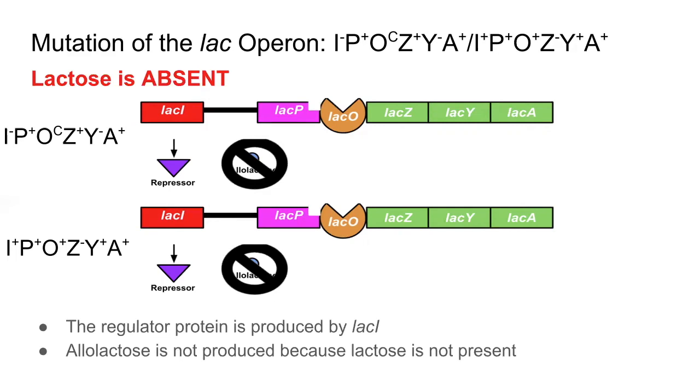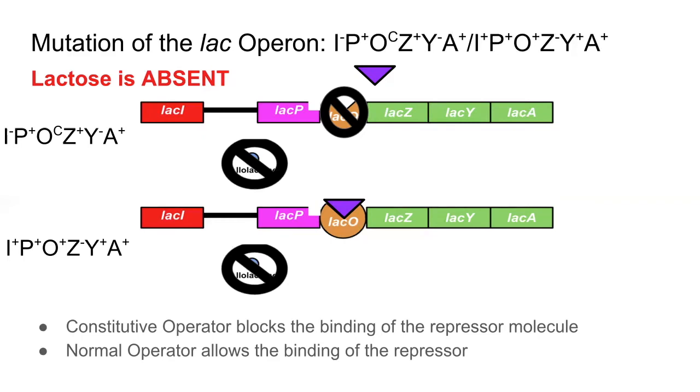We are also operating in the absence of lactose. Therefore, no allolactose is present to bind to the repressor molecules in either scenario. The absence of allolactose means that the repressors are free to bind to LAC-O. In the top figure, we can see the importance of the constitutive operator. As mentioned before, the constitutive operator is a cis-acting mutation, so only one of the operons is affected. The constitutive operator blocks the binding of the repressor molecule, while the normal operator allows the binding of the repressor, as you can see in the figure.